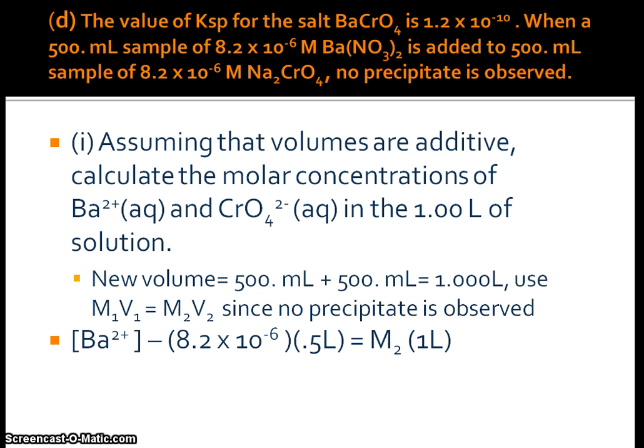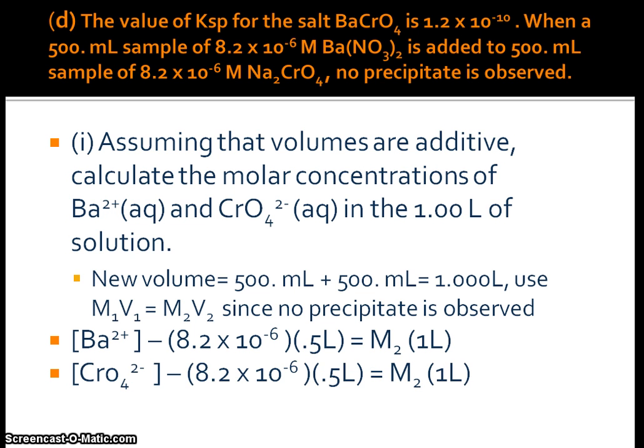So for Ba2+, when you plug it into the equation, it would be 8.2 times 10 to the negative 6 times 0.5 liters equals M2 times 1 liter. And CrO4 2- would be the same because it has the same initial concentration and the same final concentration. So when you do the math, you get that Ba2+ equals CrO4 2-, which equals 4.1 times 10 to the negative 6 molar.